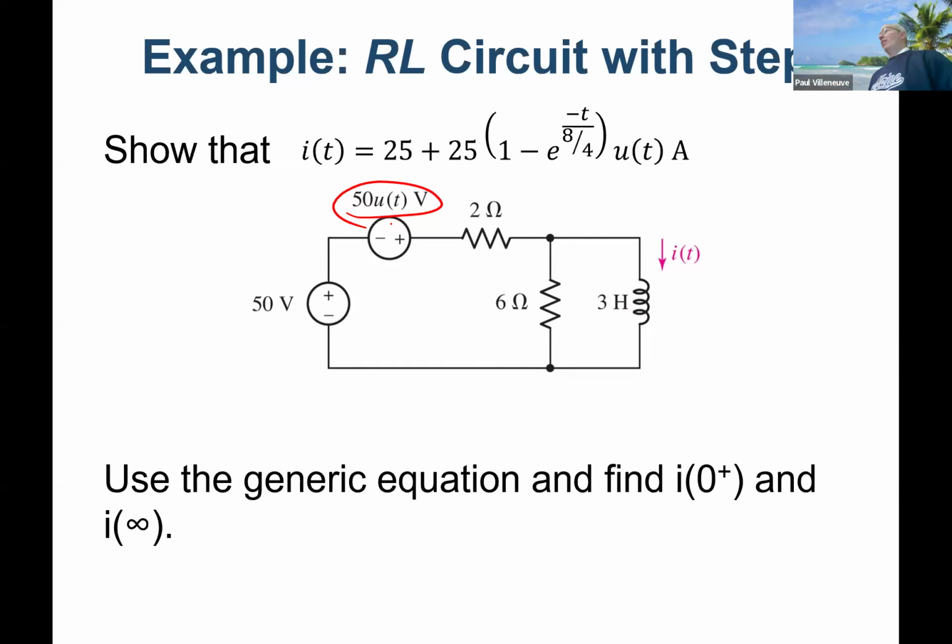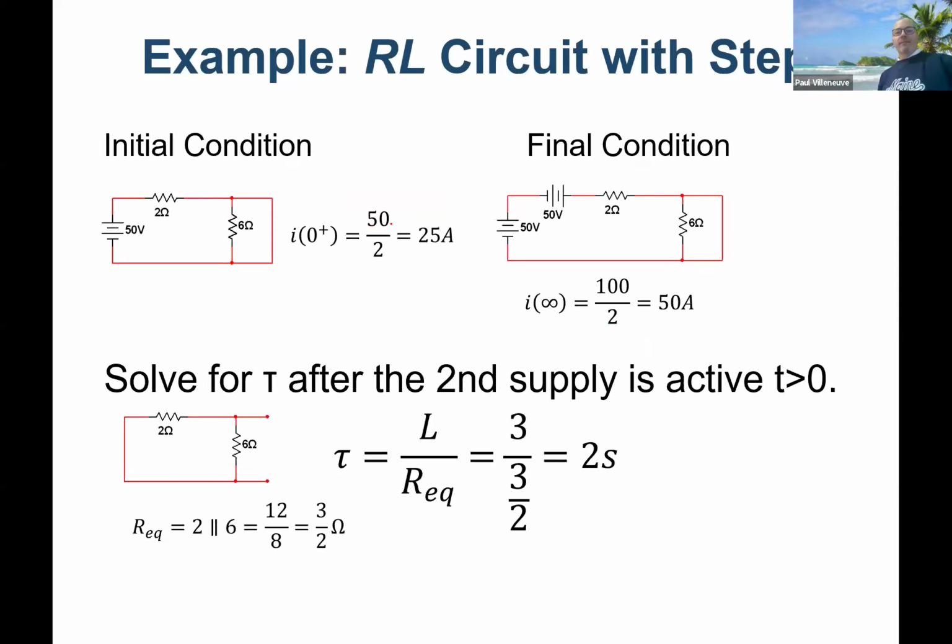It gets shorted out as well, right? Because no current goes to the 6 ohm resistor. So all you have initially is a 50 volt source in series with a 2 ohm resistor. Can you see the short there around the 6 ohm resistor? It doesn't exist. I still show it there, but there's no current going through it. So that becomes 25 amps.